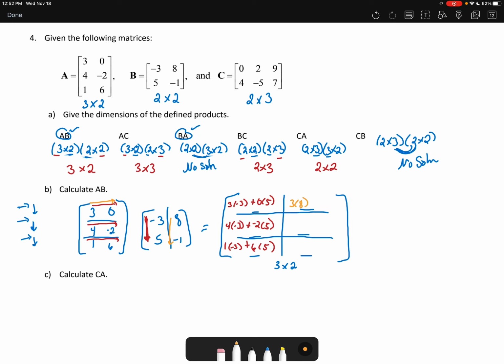So we're going to take 3 times 8 plus 0 times -1, and that's the first entry. Move down to my next row and go across it and down that same second column. So 4 times 8 plus -2 times -1. Sorry, I misspoke there. And lastly, 1 times 8 plus 6 times -1.